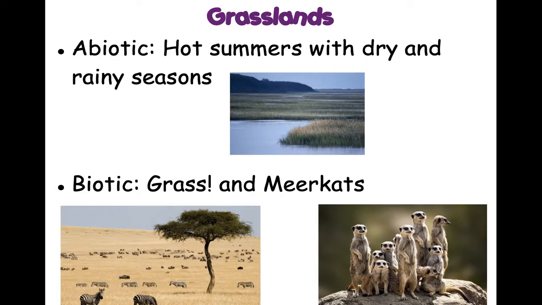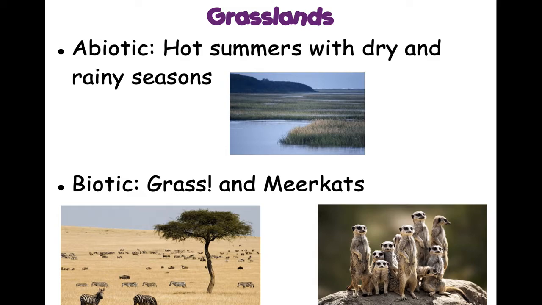Grasslands is another biome. This one is defined by its hot summers with dry and rainy seasons. So part of the year it's very dry, part of the year it's very wet. And so the plants and animals need to adapt to the lack of rain when it's a dry season and to take advantage of the rain when the rainy season comes.